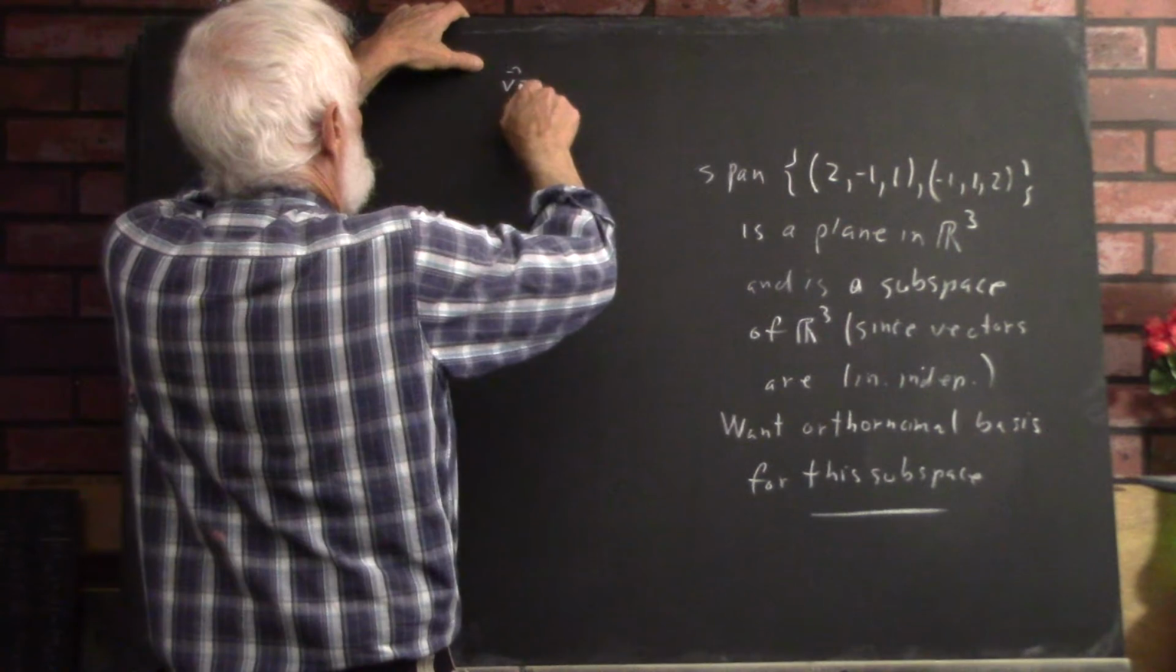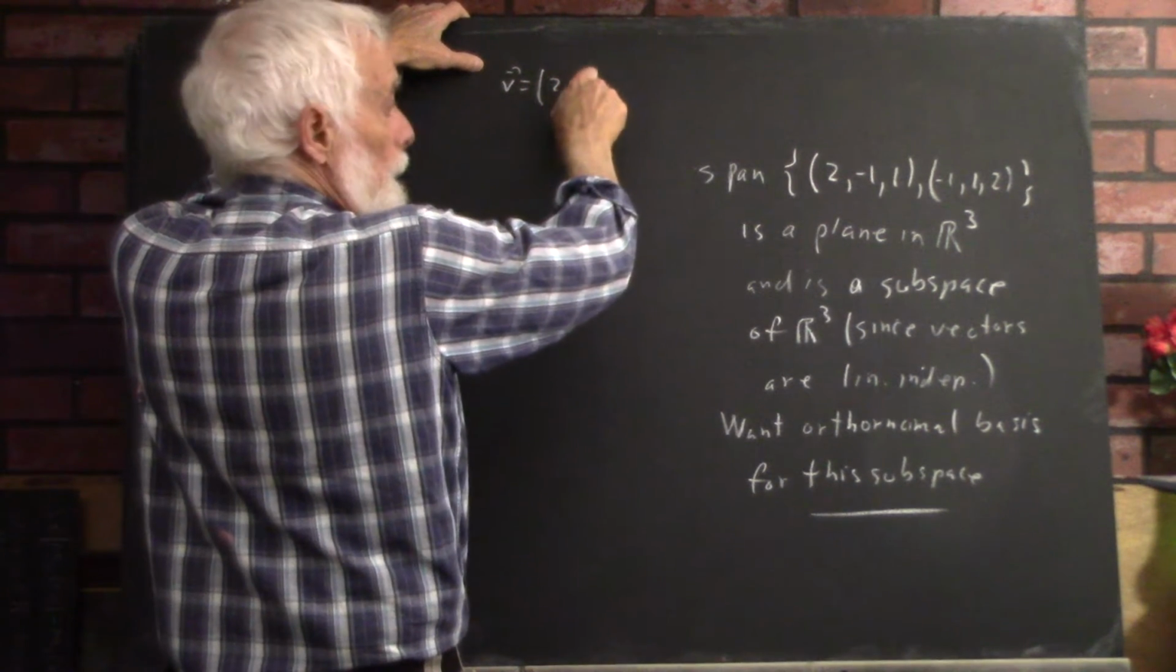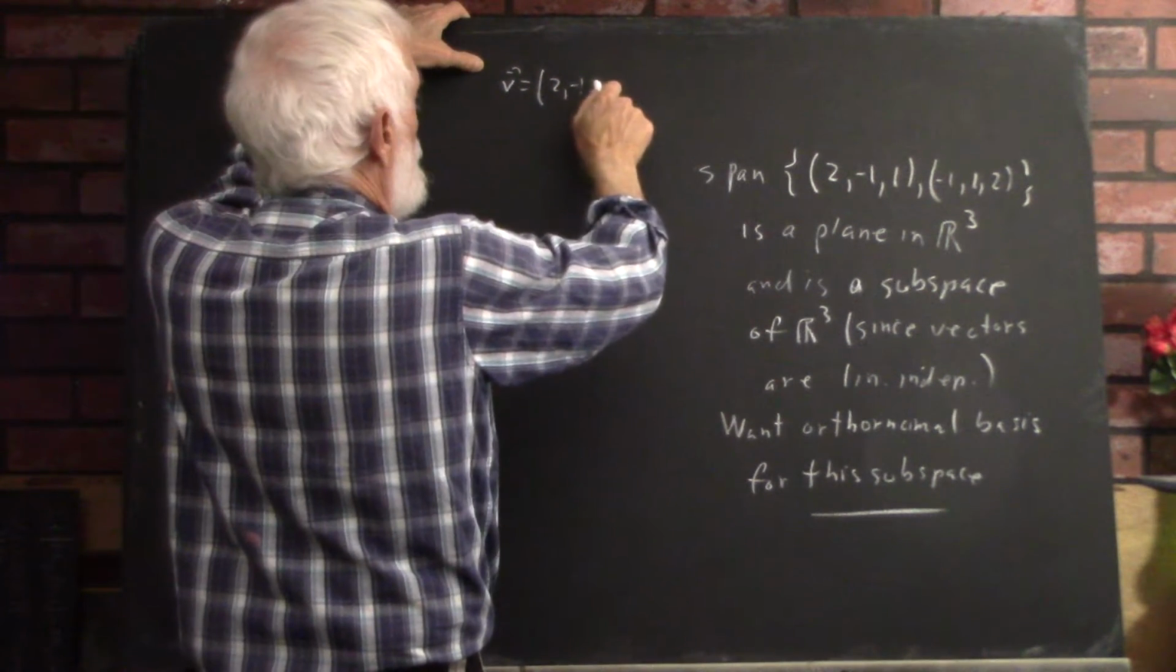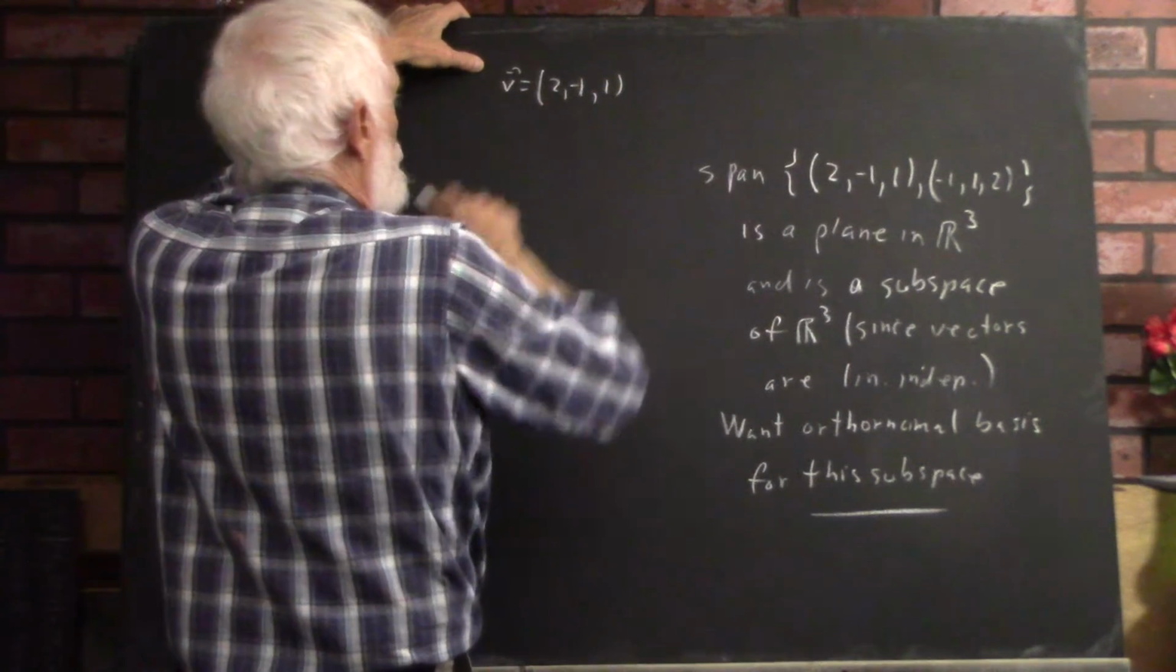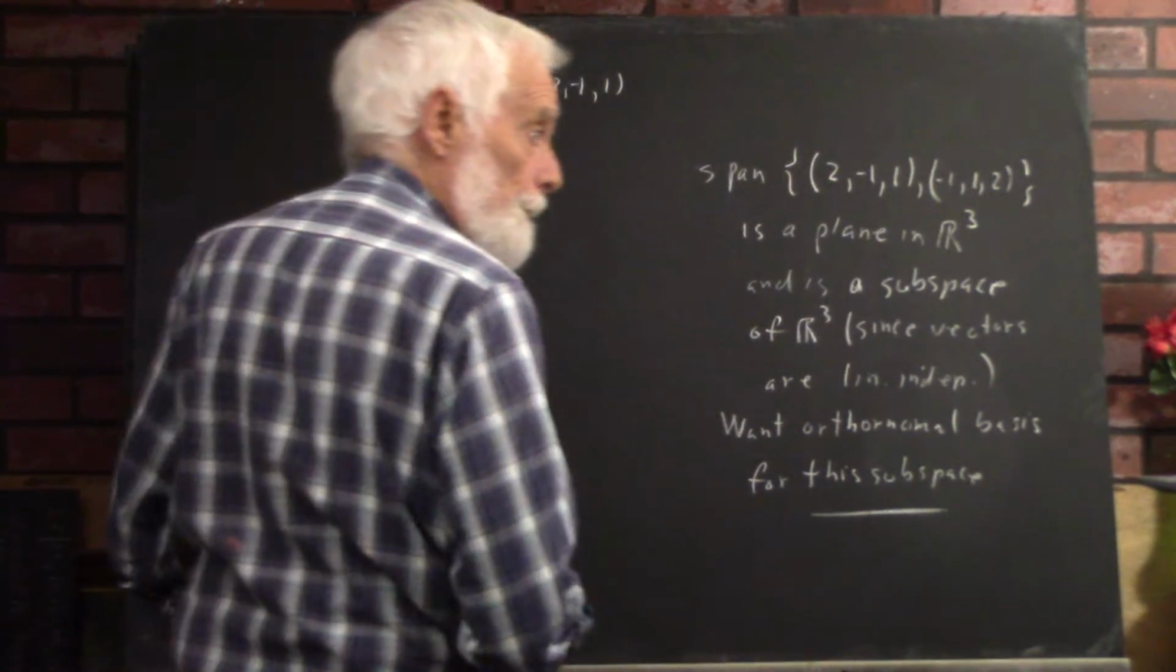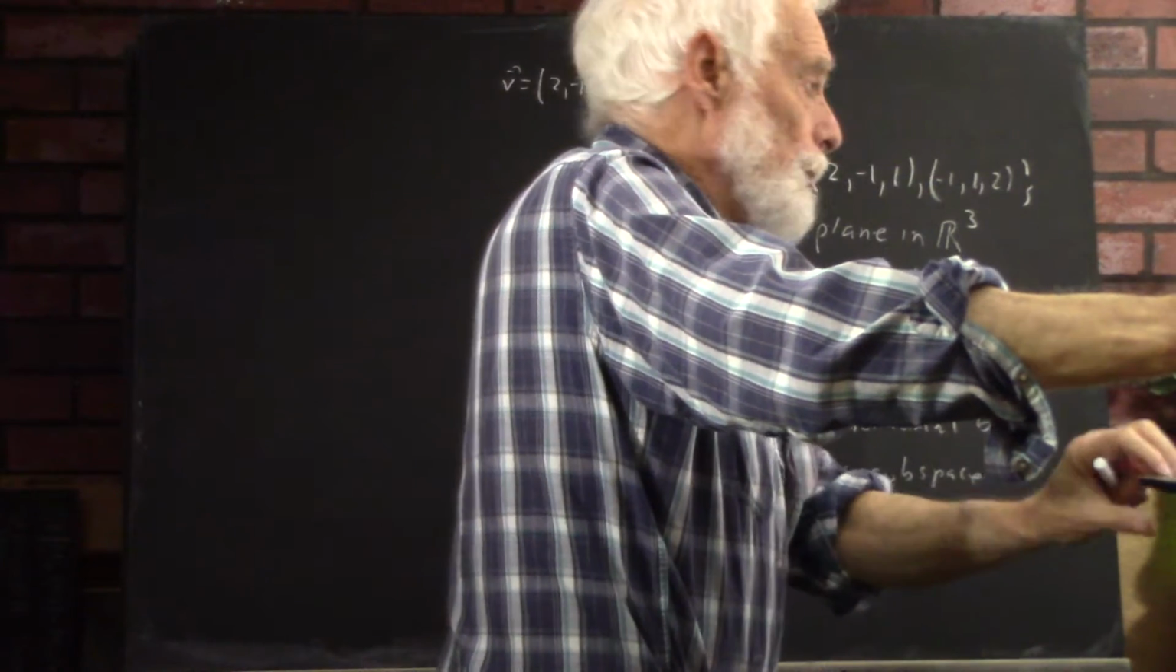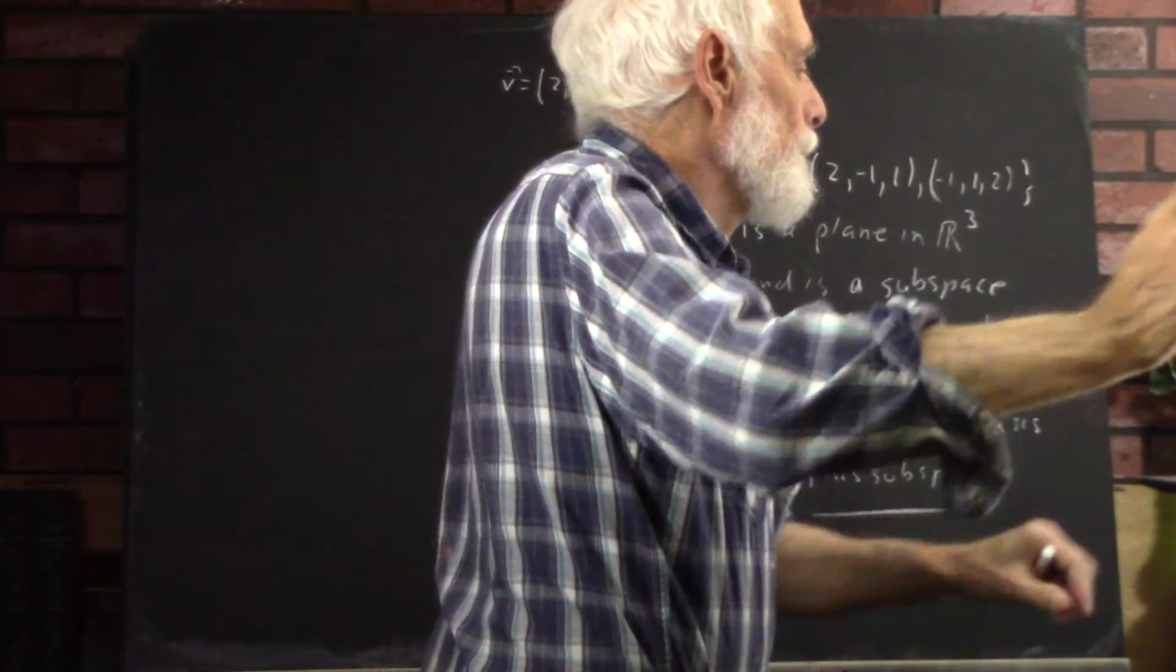Let V be the 2, -1, 1 vector. And are we able to see all that? Let's get the camera up just a little higher. Okay.